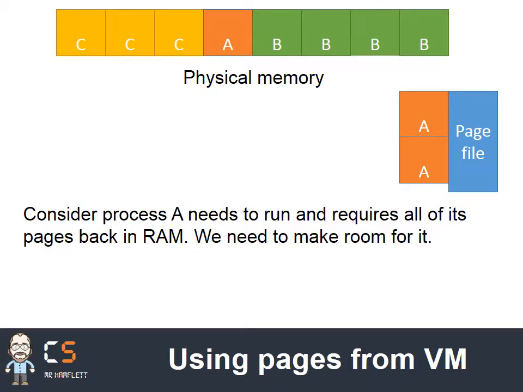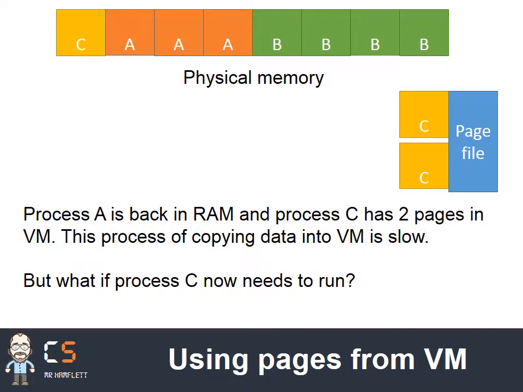So consider process A needs to be run, requires all its pages back in RAM. So imagine we need both those pages in order to run this program. We need to make room for it, so we need to identify a process to swap out. So again, let's say we're swapping C. So we swap C out and A goes back in. So now we can run A. So we've had that big delay.